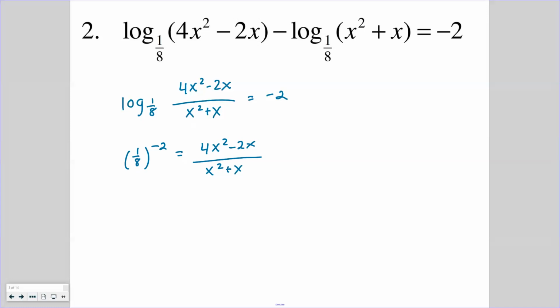Okay, now here's the deal. If you can see what the left-hand side evaluates to be, then go ahead and just write it. That's fine. I would expect you guys to be able to do that. If you're having a hard time with that, here's what I'm going to do. I can rewrite 1 over 8 as 8 to the power of negative 1.